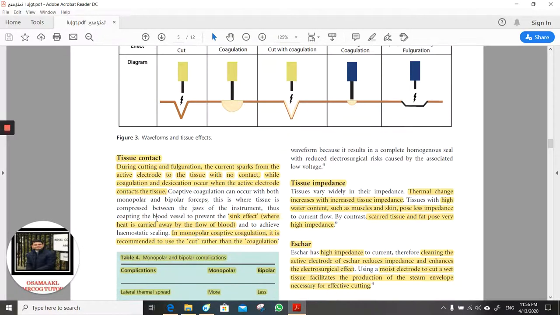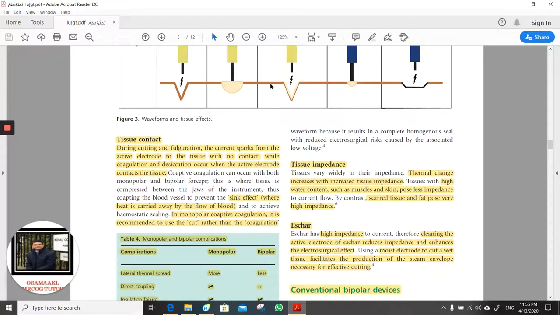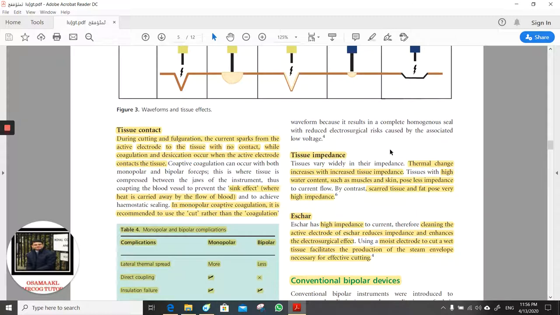Tissue contact. For coagulation, touch the tissue. For cutting, you don't need to touch. Fulguration, no need for touch. Another factor affecting the response and the effect upon the tissue is impedance.